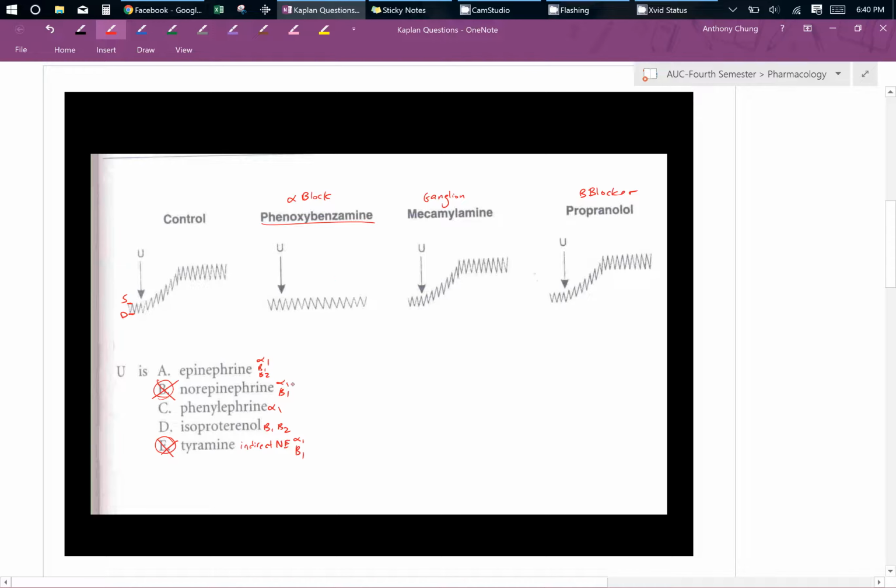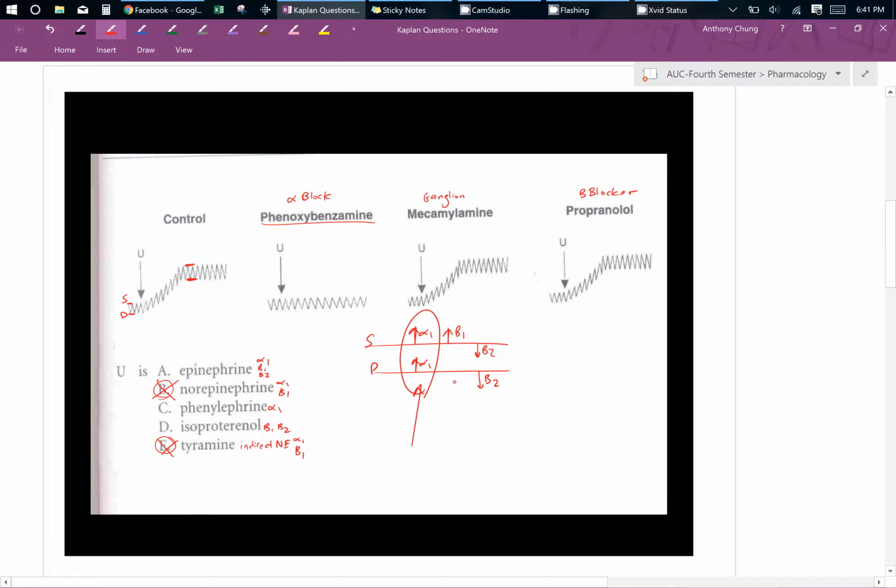The next thing that we want to look at is our little chart over here. Alpha-1 increases blood pressure. Beta-1 only increases systolic. Beta-2 will decrease both systolic and diastolic blood pressure. So in the control, we notice that systolic and diastolic increase. My first impression is that alpha-1 is a really good answer, because if it were only alpha-1, they would both increase to an equal rate.